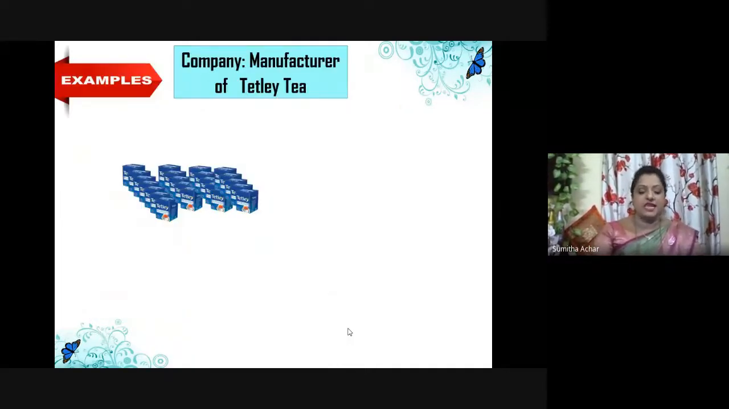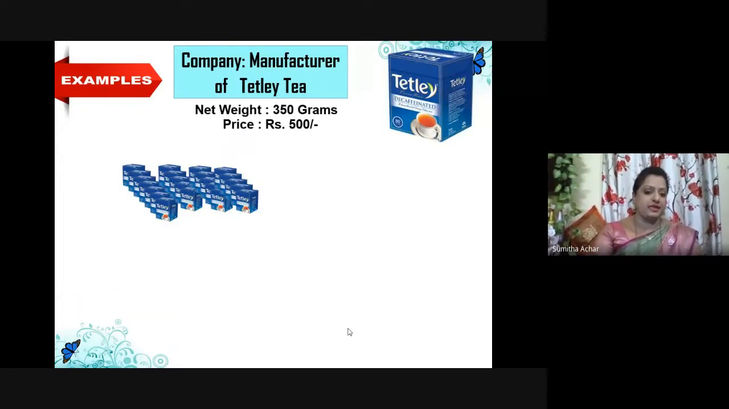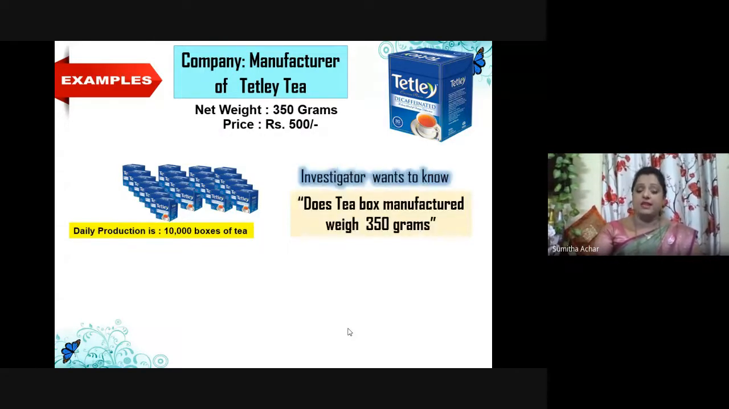Now I have taken the same example of Tetley tea here. Suppose a company manufactures Tetley tea and claims that its net box weighs 350 grams, and the price of a Tetley tea is 500 rupees per box, right? And the day's production is 10,000 boxes of tea. Now the investigator wants to know, does the tea box manufactured actually weigh 350 grams? How can the inspection committee look into this, right?